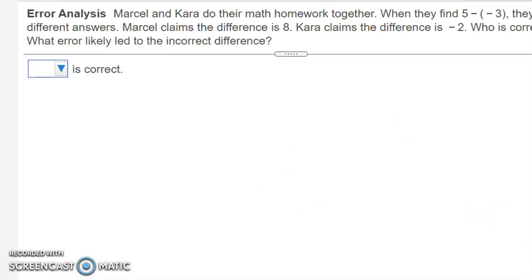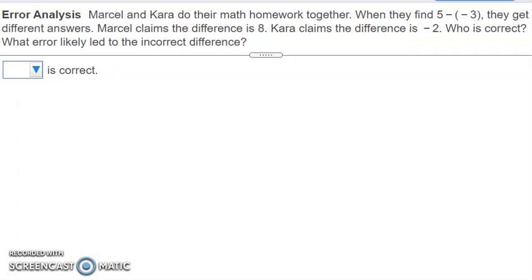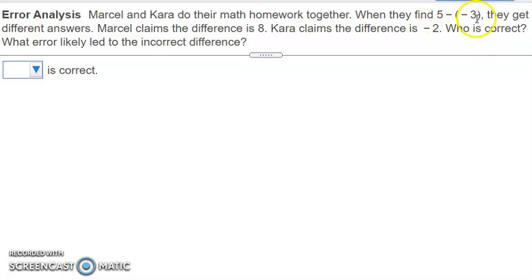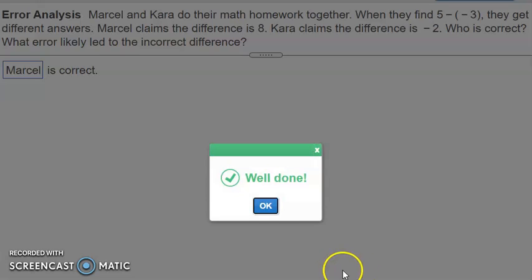Marcel and Kara do their homework together. When they find 5 minus negative 3, they got different answers. Marcel claims the difference is 8. Kara claims the difference is negative 2. Who is correct? Remember, a minus a negative becomes a plus. It's a giant plus sign there because we changed this minus to a plus, and then we have to change that one. So 5 plus 3 is 8, meaning Marcel is correct.